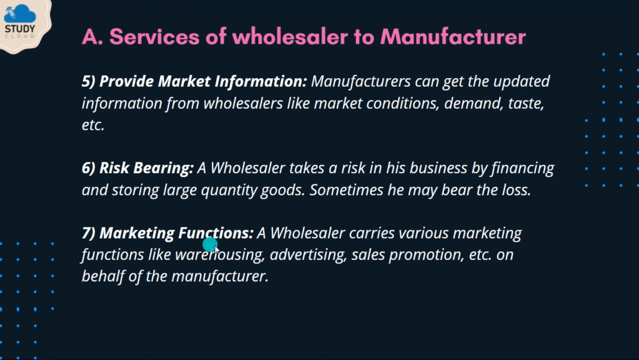Seventh is marketing functions. A wholesaler carries various marketing functions like warehousing, like storage of goods, advertising, creating awareness about the product, then sales promotion, providing some additional discounts, etc. on behalf of the manufacturer. So these services can be done by the wholesaler for the manufacturer.